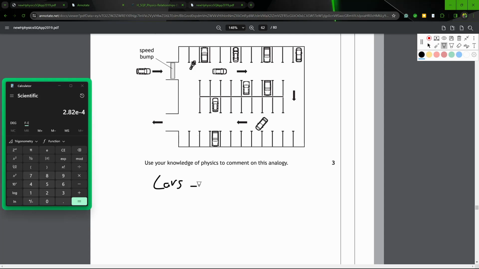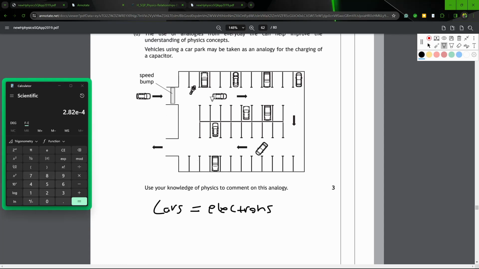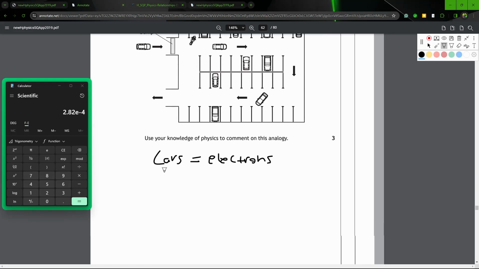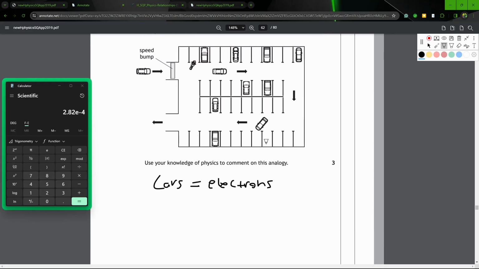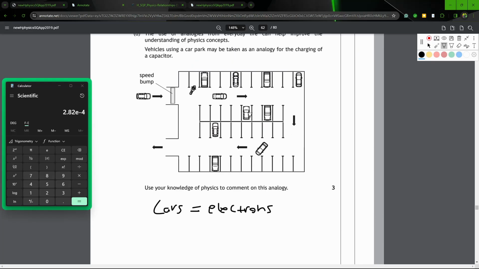Cars equal electrons. Yeah, so the cars represent electrons going into the capacitor, they get stored, and then when they discharge, they get thrown out, right? So then we can start saying things that are good about the model.